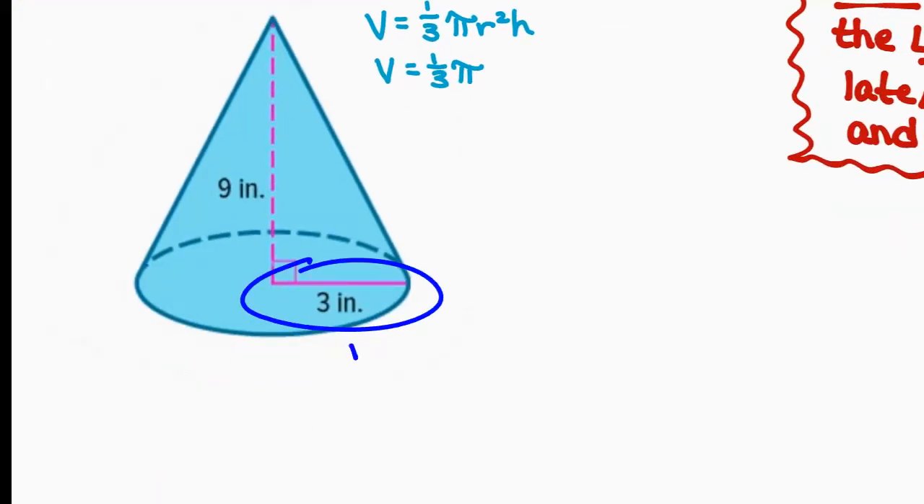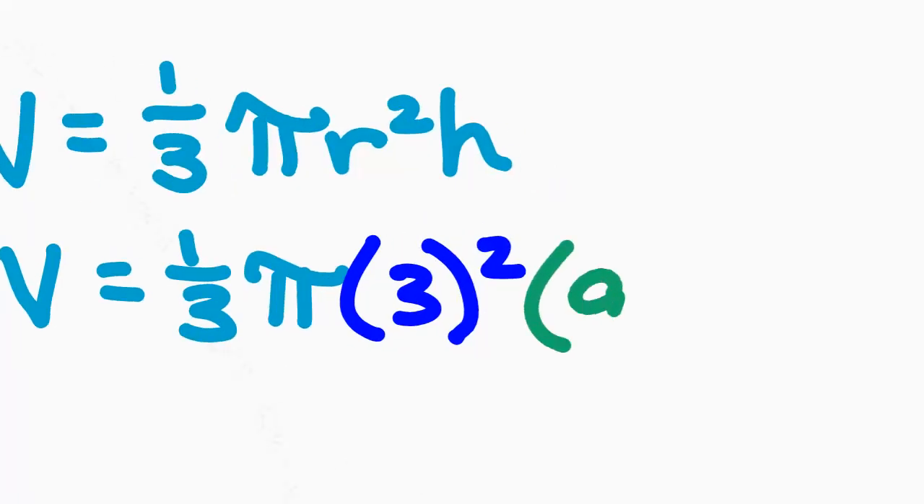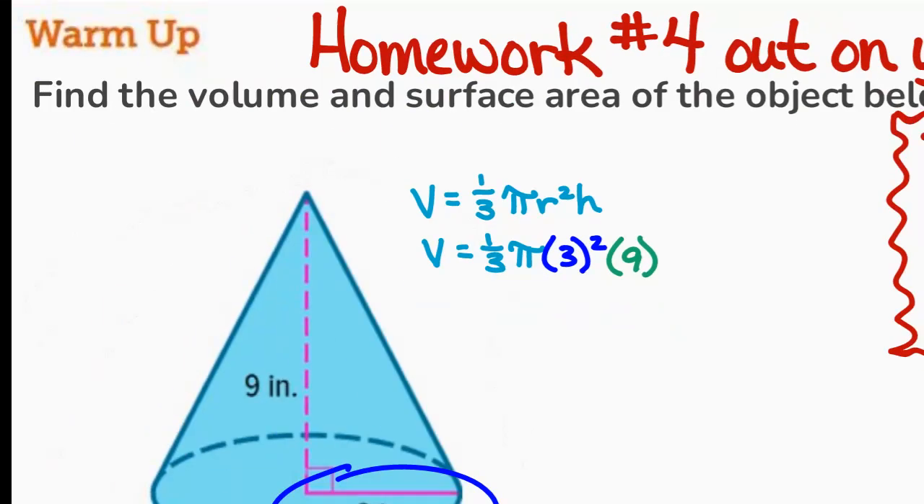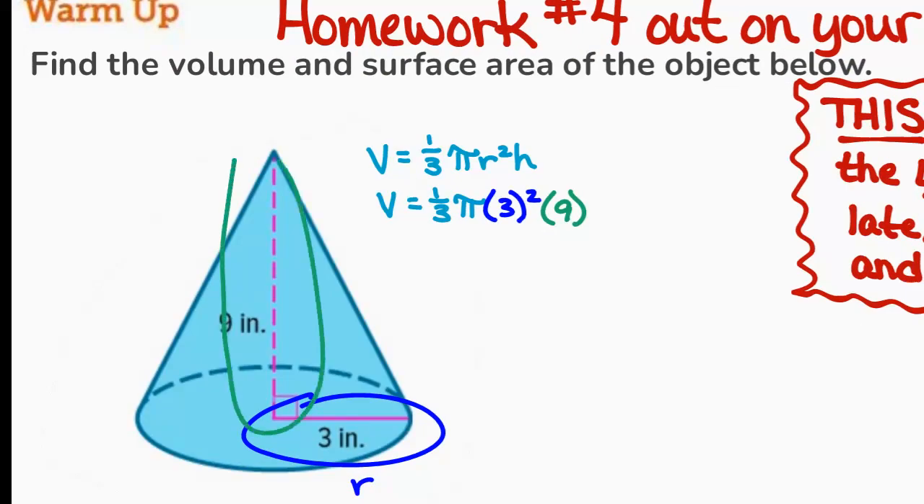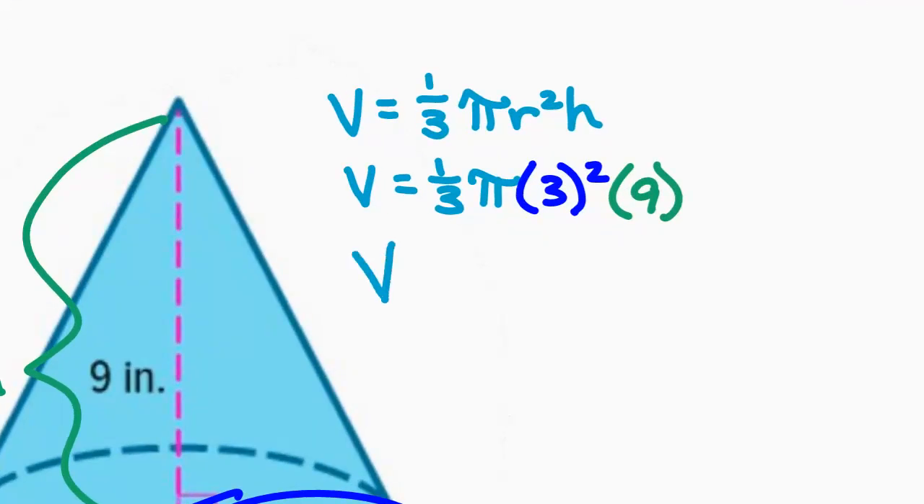Here's our radius. So 1/3 times pi times 3 squared times the height. What is the height of this cone? 9. So 1/3 times pi times 3 squared times 9 gives us what for the total volume? How much?